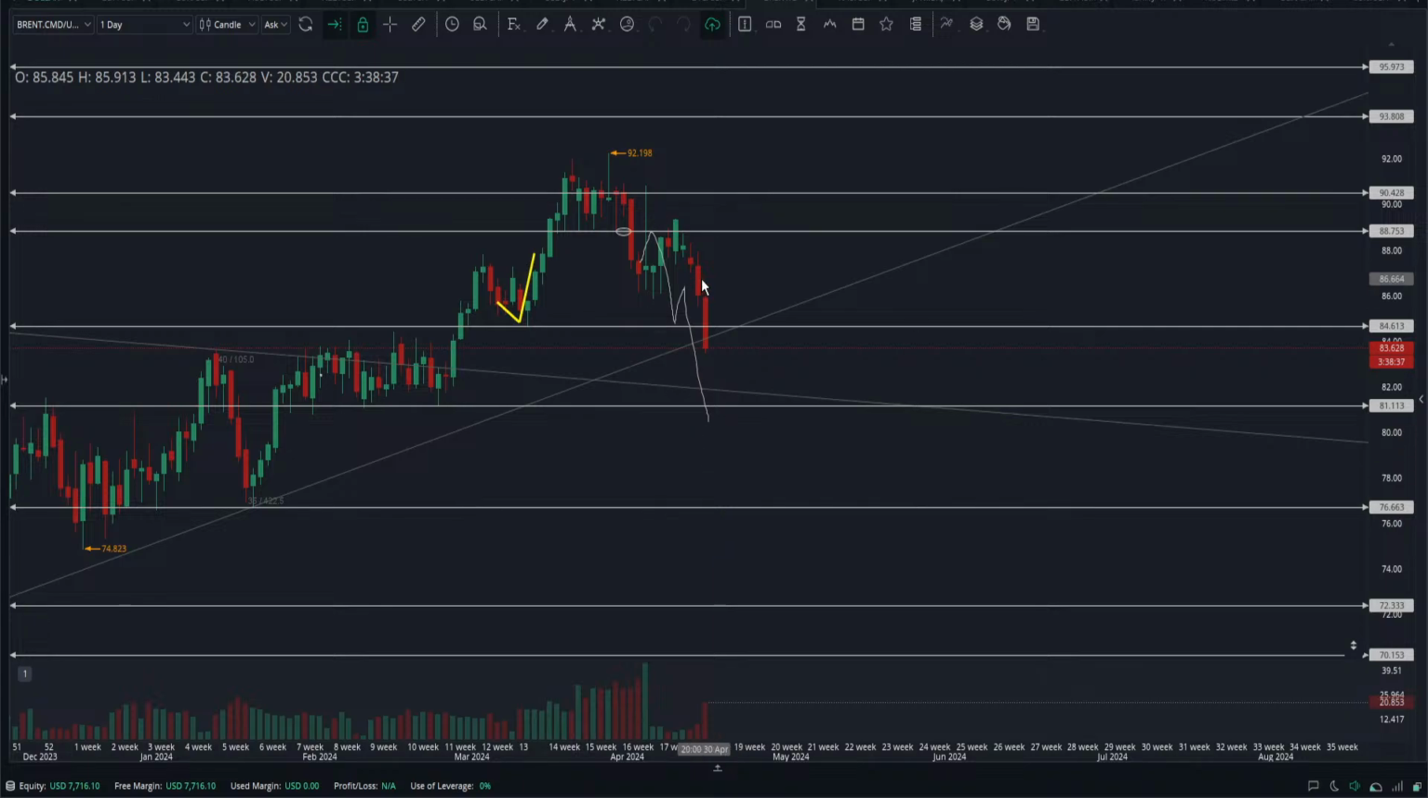So keep an eye on this one. Even if it starts rising from here tomorrow, then look for a selling opportunity in this confluence of the resistance. Confluence is 84.61 and this trend line. So this is the confluence of resistance here, right?